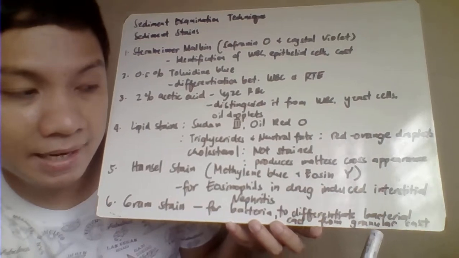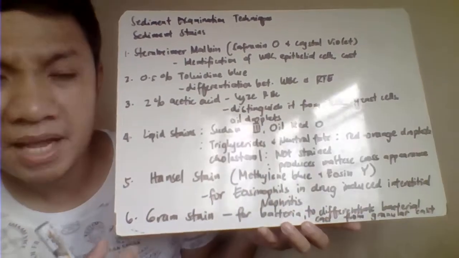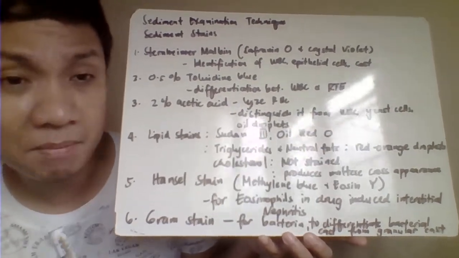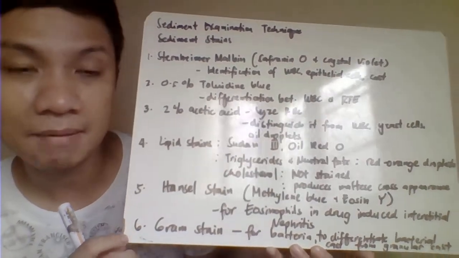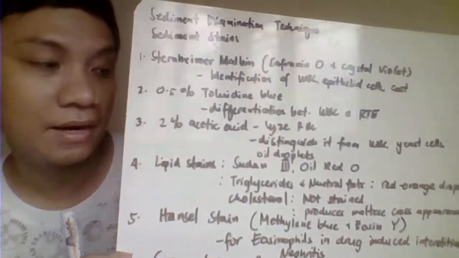Kasi your granular cast saka bacterial cast natin, medyo pareho ang kanilang itsura under the microscope. So, pag na-confuse tayo, then Gram stain gagamitin natin. Pag na-stain siya, that's your bacterial cast. Pag hindi siya na-stain, that's your granular cast.